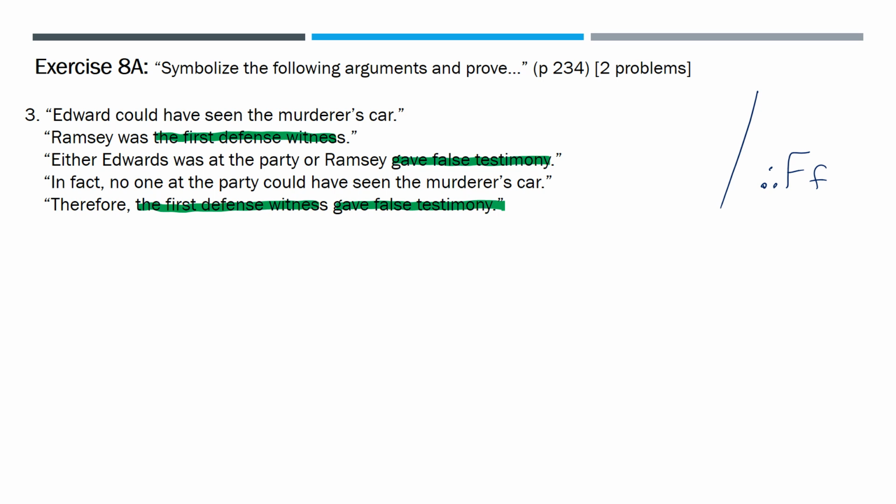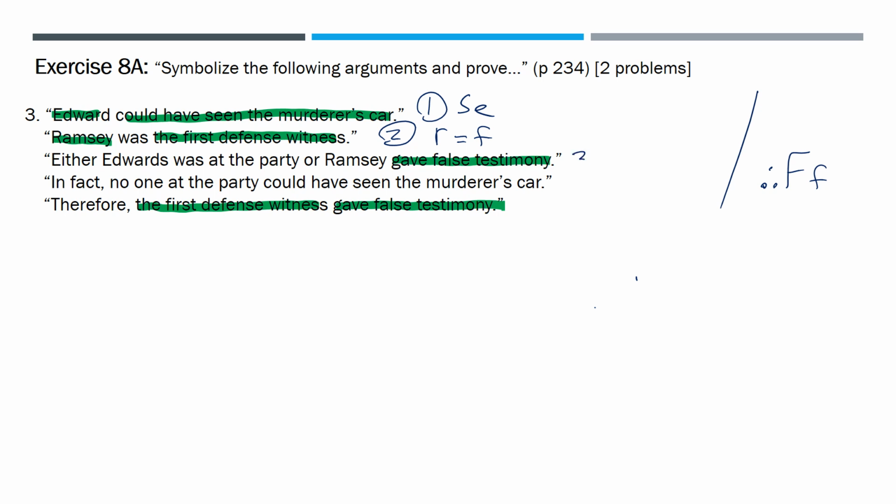All right, let's look at premise 1. We have Edward could have seen the murderer's car. We have a subject-predicate relationship. We'll say capital S, lowercase e. Premise 2, we're told that Ramsey was the first defense witness. Now the first defense witness simply refers to Ramsey, so we have an identity. Thus we'll have to say lowercase r equals lowercase f. We have to use that lowercase f.